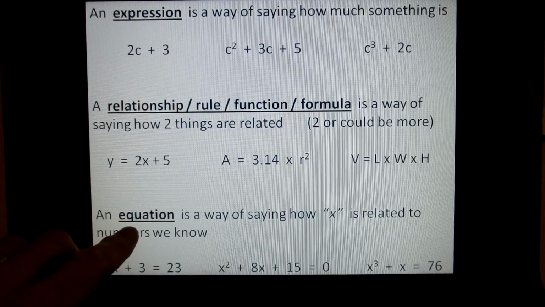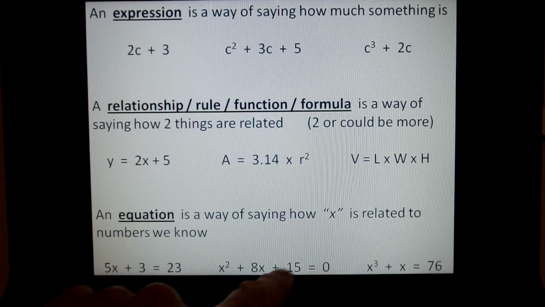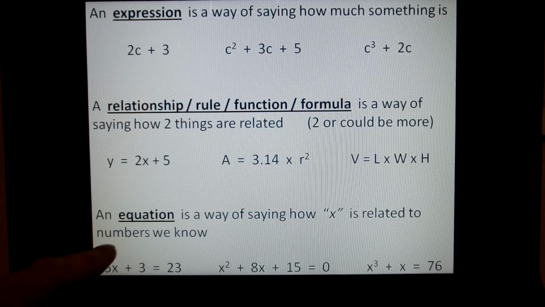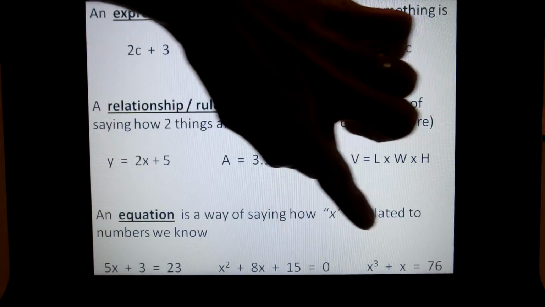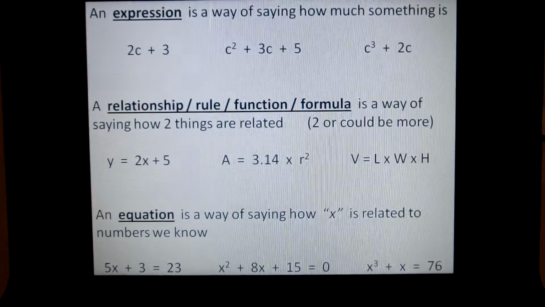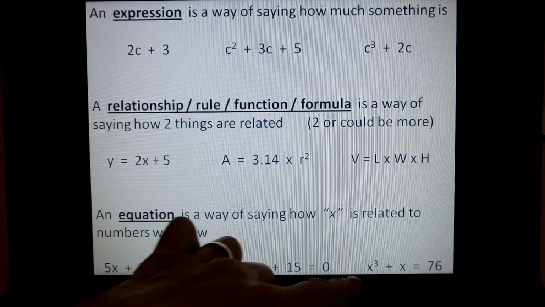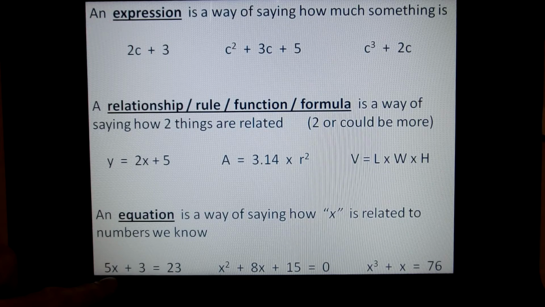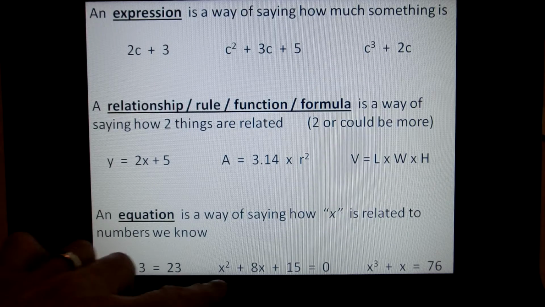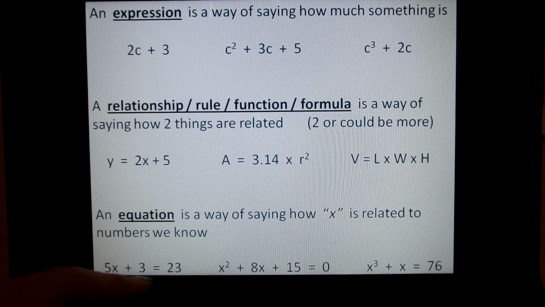An equation is a way of saying how x is related to numbers we know. So down the bottom here are three equations: a linear equation, a square or quadratic equation, and a cubic equation. So in an equation there's an equal sign, but there's only one variable or unknown. Quite often it's x, it doesn't have to be x, but quite often it is. So there's only one unknown, just one unknown, just one unknown.